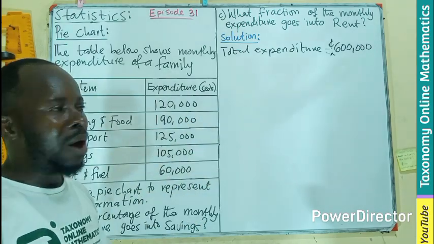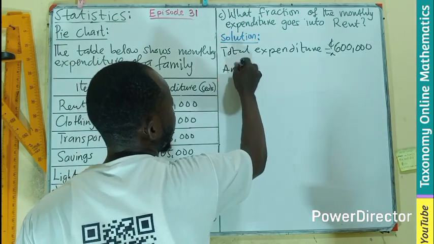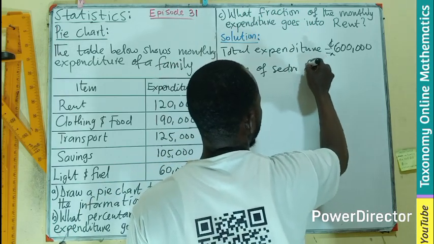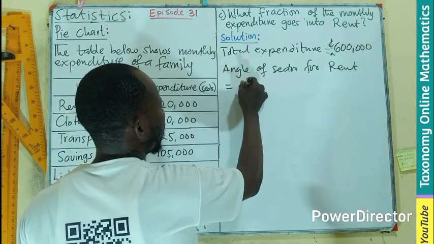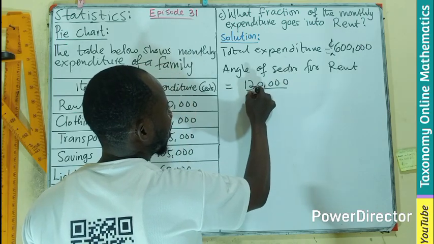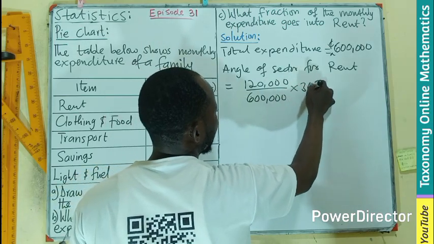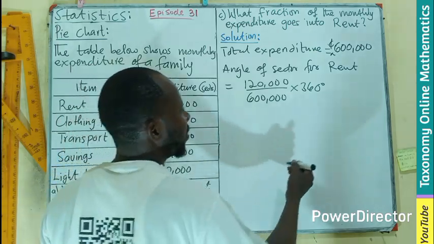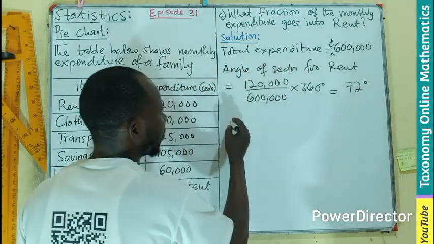Because of space again, I'll move without the table. So angle of sector for the first one will be, rent. That is going to be equal to 120 divided by 600 times 360. Let's see. So that will be giving us 72. It should be in degrees.